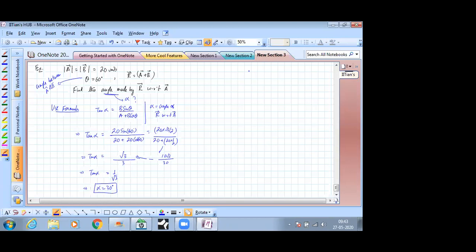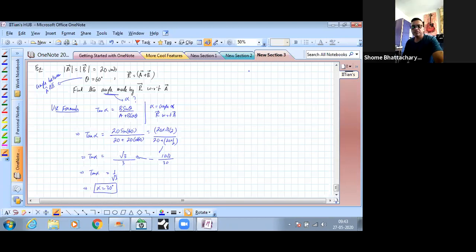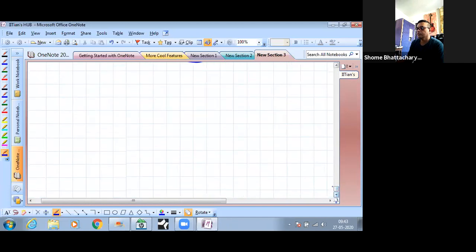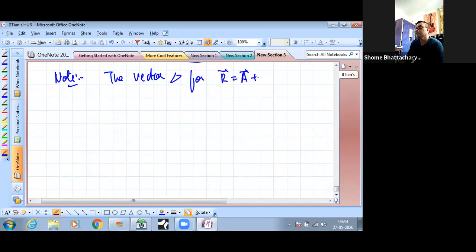Okay, so let's also try to understand how we can justify this using the vector triangle. So if we were to draw the vector triangle for r equal to a plus b, in this case, it would look something like this.